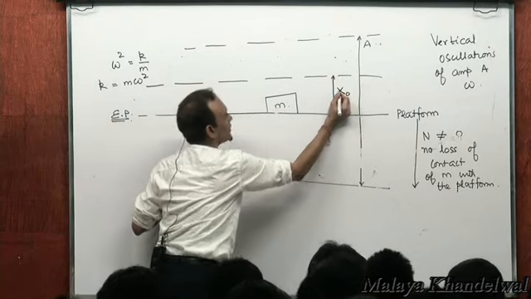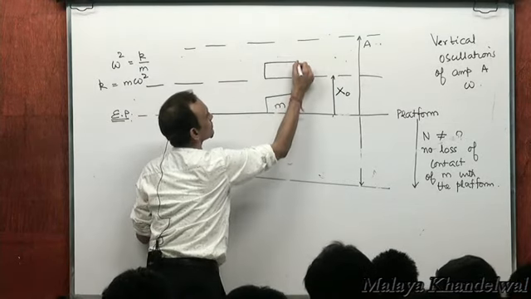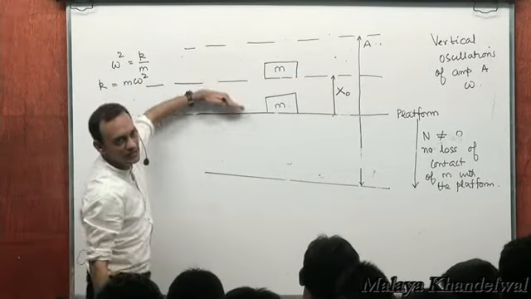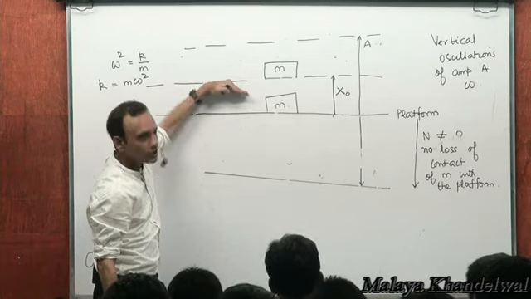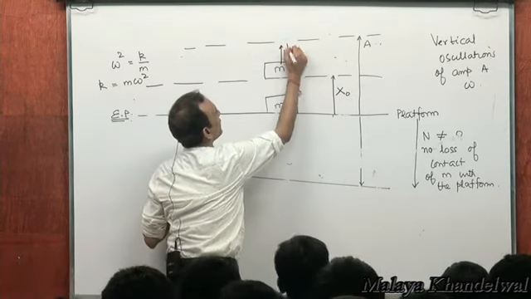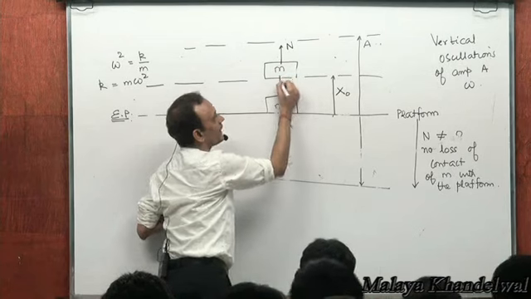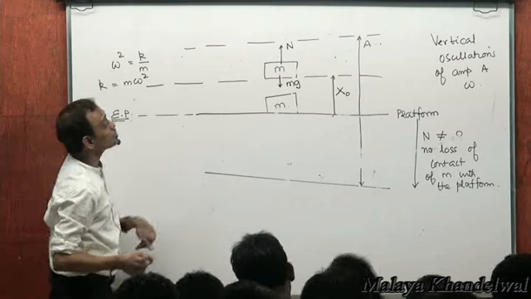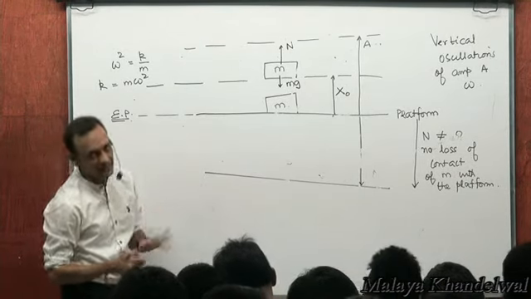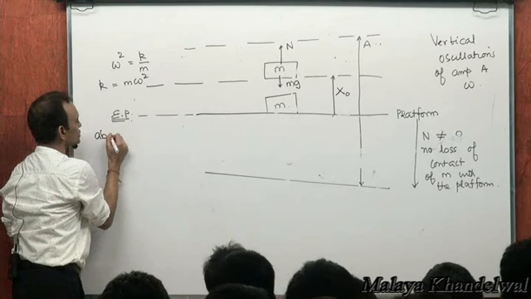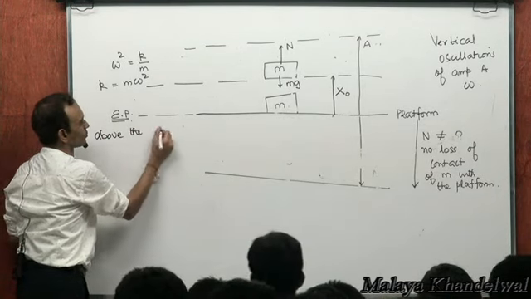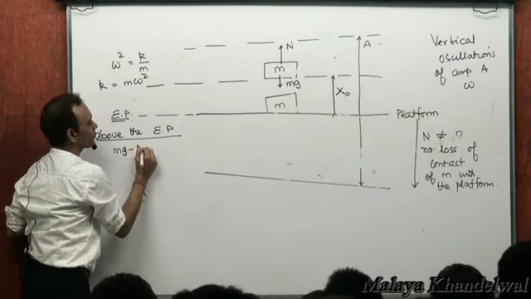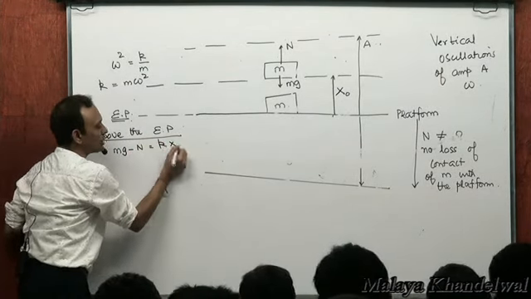Say the platform is x naught units above the mean position. Again, the forces acting on it are N like this and mg like this. What's the net force towards the mean position? mg minus N. So now above the mean position, mg minus N must be some k times x naught.